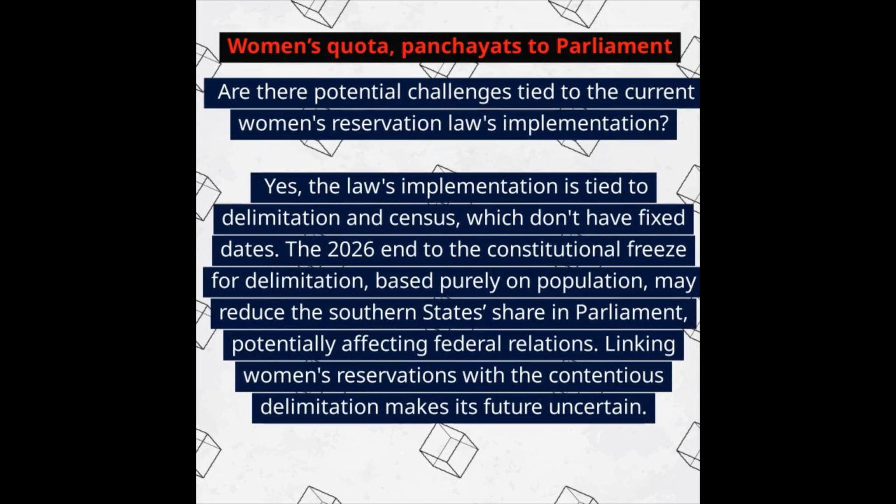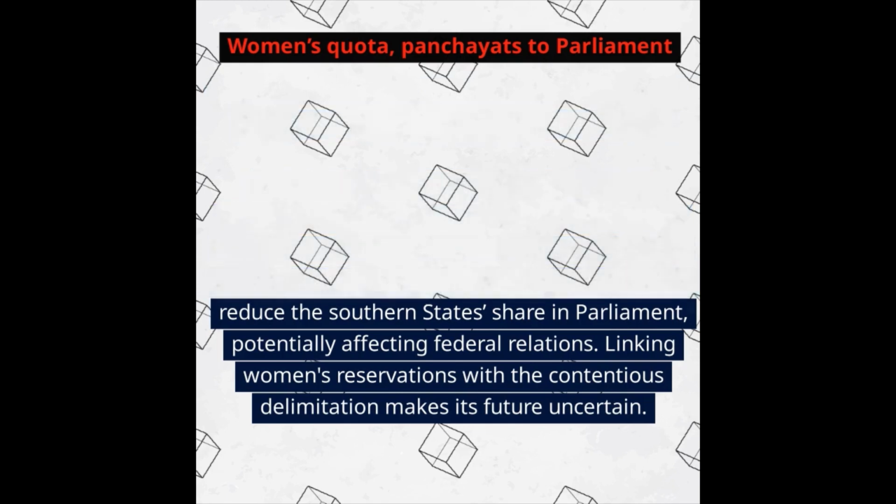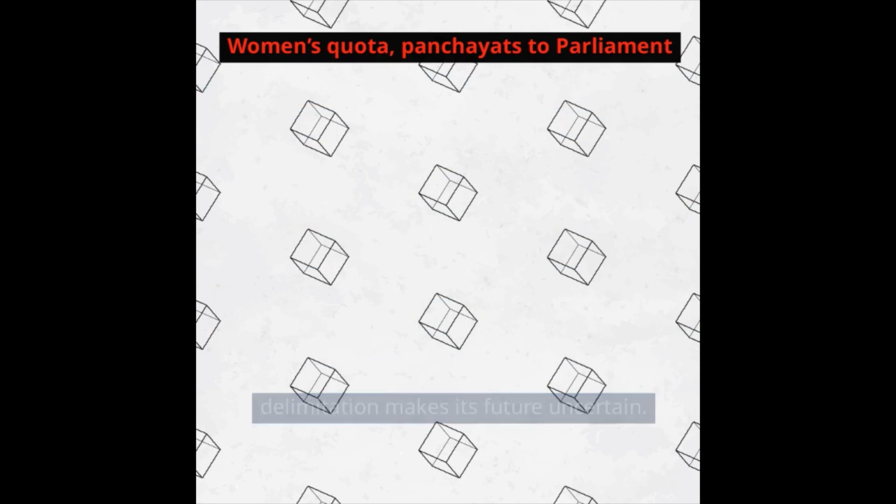Are there potential challenges tied to the current women's reservation law's implementation? Yes, the law's implementation is tied to delimitation and census, which don't have fixed dates. The 2026 end to the constitutional freeze for delimitation, based purely on population, may reduce the southern states' share in Parliament, potentially affecting federal relations. Linking women's reservations with the contentious delimitation makes its future uncertain.